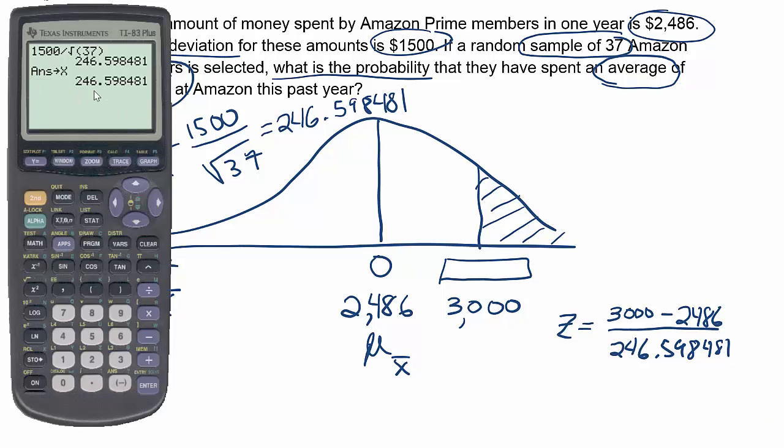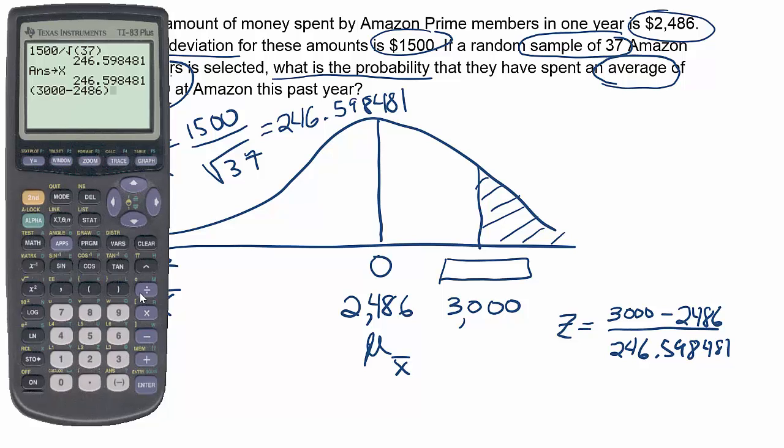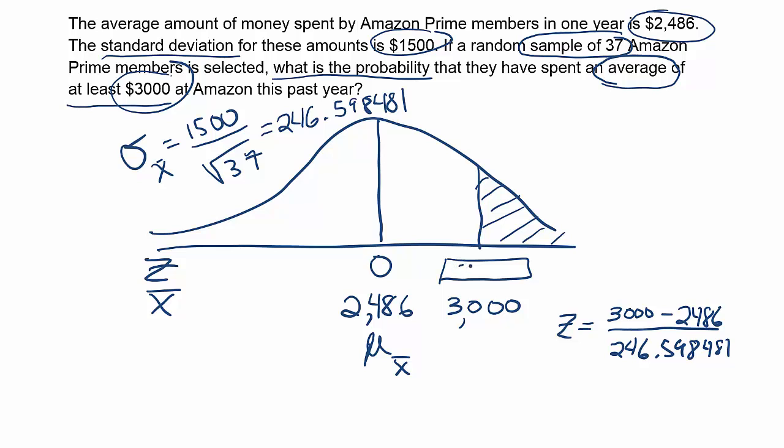Okay, let's work that out in our calculator and see what it gives us. Again, I've stored that denominator already in my calculator as x. So all I have to do for the top is say 3,000 minus 2,486 divided by that saved standard deviation. And when we're done, we get 2.08 if we round to 2 decimal places. And then we'll look up that z-score. It'll give us the area from here to here. That's not the area we want, but we can use that to get the area we do need.